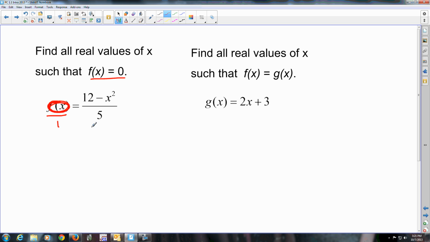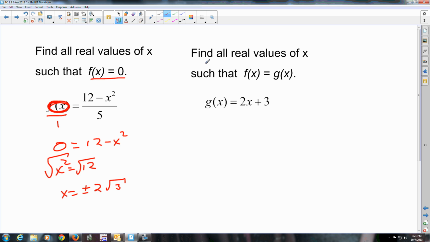Well, one way you could solve that is think of it as a proportion. So you'd have 0, because 5 times 0 is 0, equals 12 minus x squared. How about add the x squared over? I'm extracting the root. Letting you guys hear those words again from last chapter. Square root both sides. X is equal to plus or minus 2 square roots of 3. So that would be your answer. You just set whatever f of x is equal to 0 and solve it using all the different methods that you guys practiced last chapter.